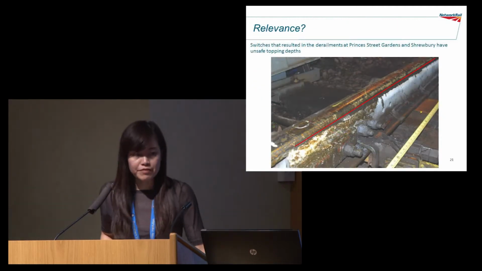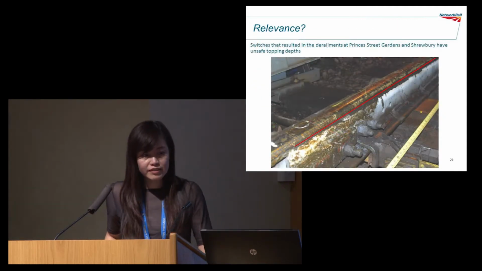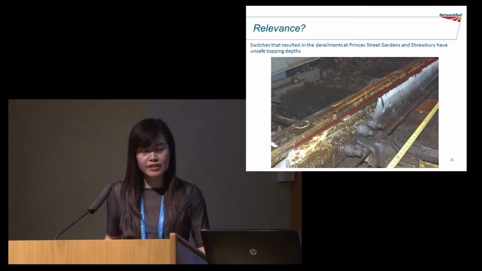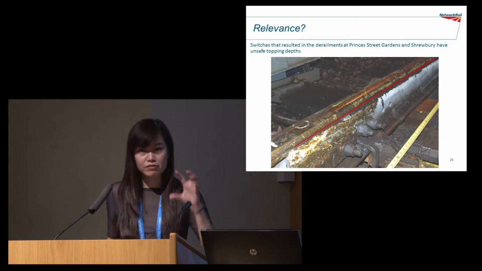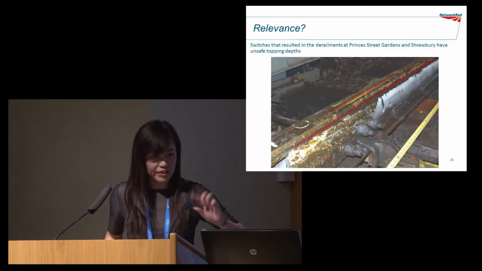What is the relevance of this? In Princess Street Gardens, the derailment that happened in 2011, the switch rail was very, very low. It was about 27 mil low, lower than the stock rail head.